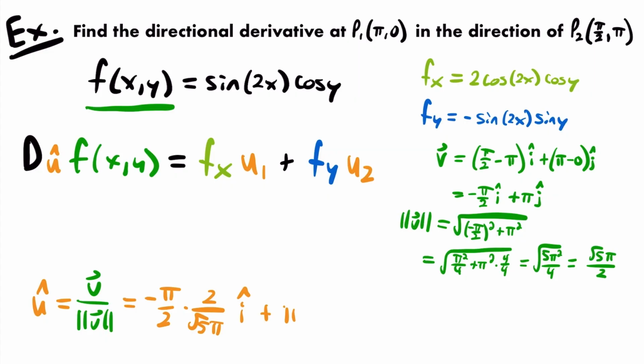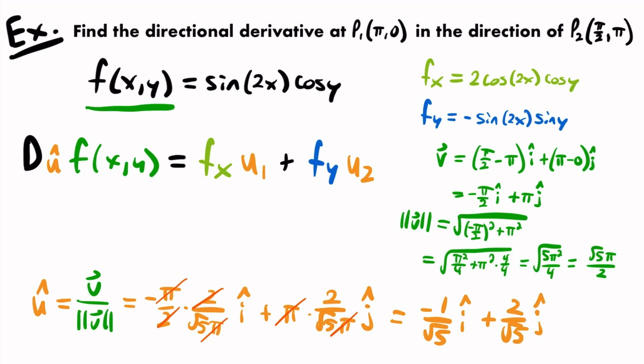And then for the y component, we'll have pi times 2 divided by the square root of 5 pi. We're dividing by the same fraction, so I'm multiplying by the same reciprocal. All right, and so that would be the y component, so multiply it by j. Then, simplifying, these 2's will cancel out, and these pi's will cancel out, and so will these pi's, giving us a unit vector of -1 divided by the square root of 5 times i plus 2 divided by the square root of 5 times j. Okay, and so that will be our unit vector.